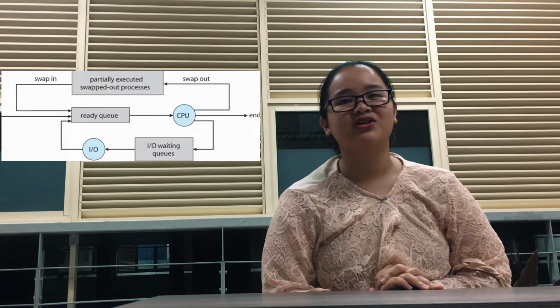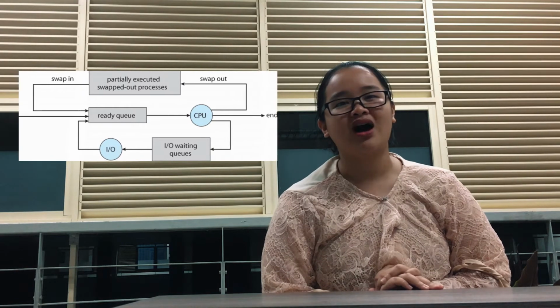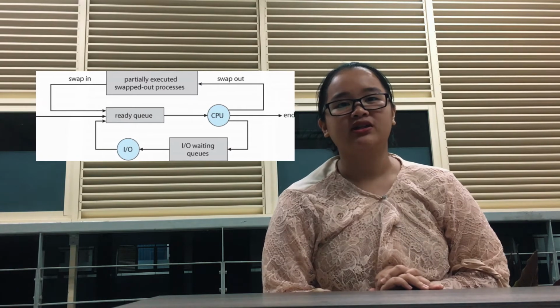Some systems employ a medium-term scheduler. When system loads get high, this scheduler will swap one or more processes out of the ready queue for a few seconds, in order to allow smaller, faster jobs to finish up quickly and clear the system.